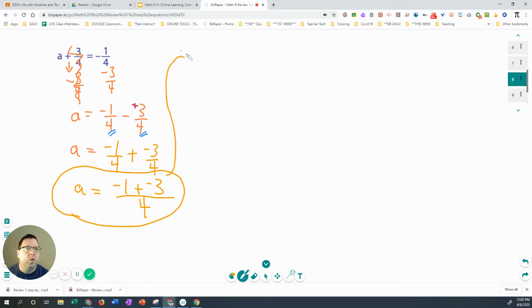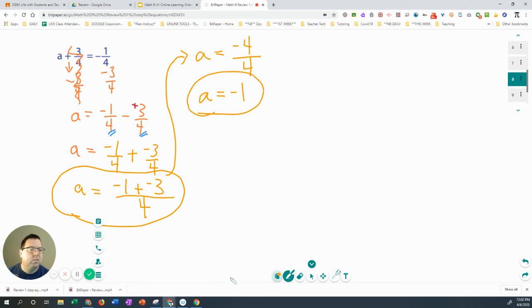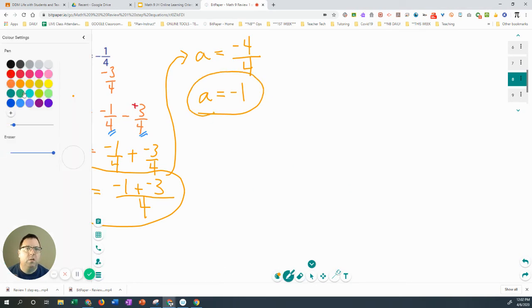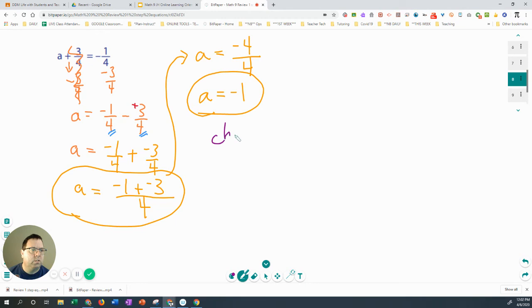So what's going on here? Well, a is equal to -4. We added the top over 4. Simplified, this means a is equal to -1. Now, if we were to check this, this should work out just fine. Switching to purple here. Okay, so let's watch this.